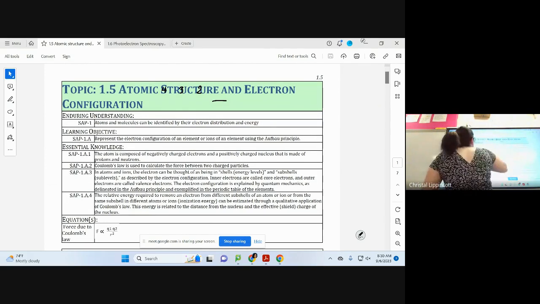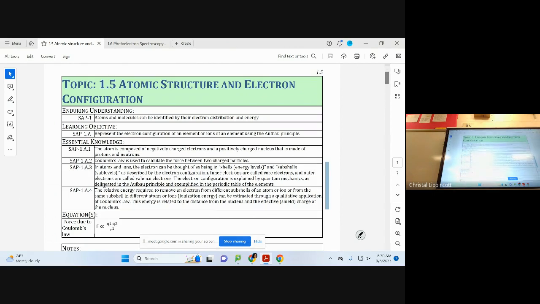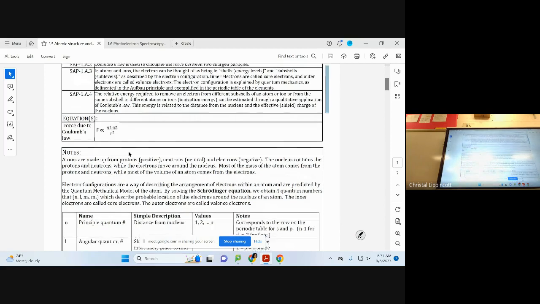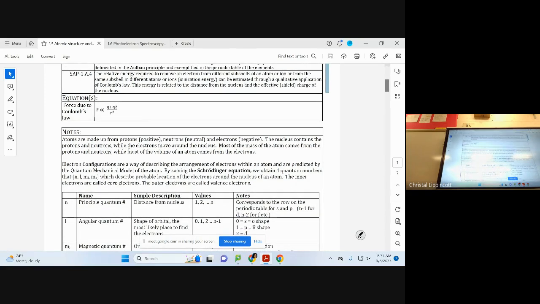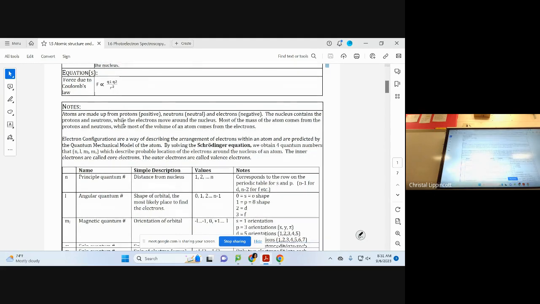All right, 1.5. We are going to be talking about Coulomb's law a little more starting tomorrow. You will never have to solve anything with Coulomb's law. And we talked about Coulomb's law last year when we talked about periodic trends, if you were in honors. We may have talked about it a little bit in regular. I don't remember. I know I covered it in honors quite in detail.